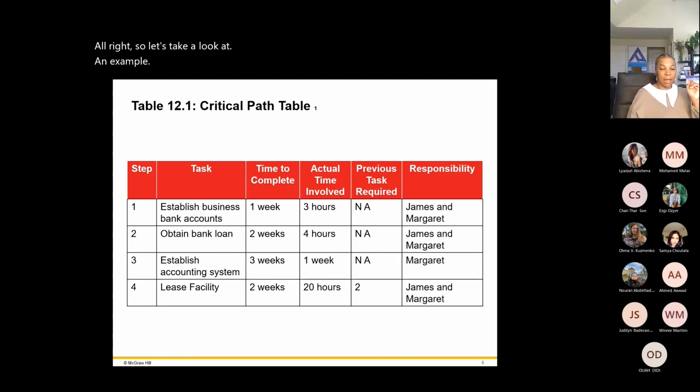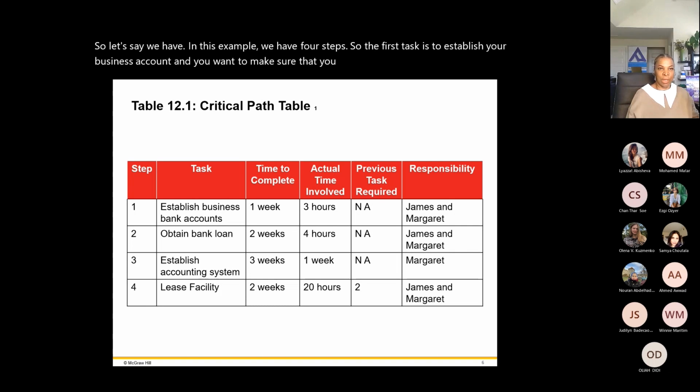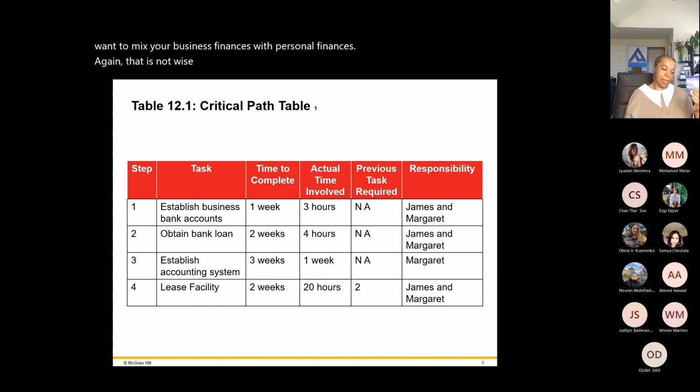So let's say in this example, we have 4 steps. So the first task is to establish your business account. And you want to make sure that you have a business account. You don't want to mix your business finances with personal finances. Again, that is not wise and it does not establish legitimacy. So you've established that it takes 1 week to do this, but the actual time is 3 hours.